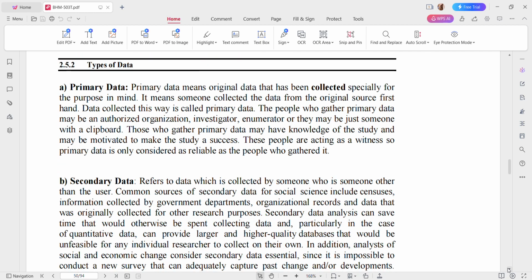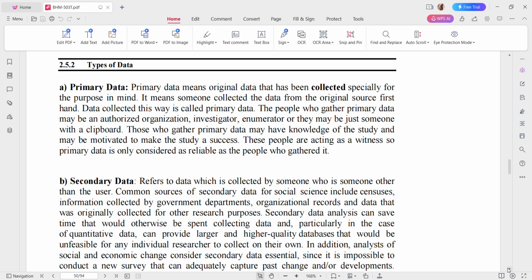Now, what is the distinction between these two? Primary data means the original data that has been collected specifically for the purpose in mind. So it means that someone collected the data from the original source firsthand. Meaning to say, these are firsthand information being collected by maybe an authorized organization, an investigator or researcher, enumerator, or they may be just someone with a clipboard. So meaning to say, these are data being collected through interview, through survey.